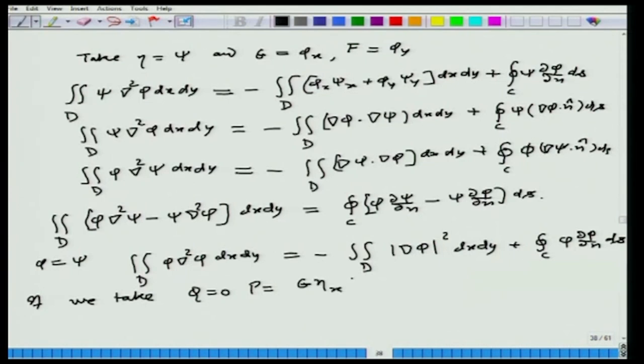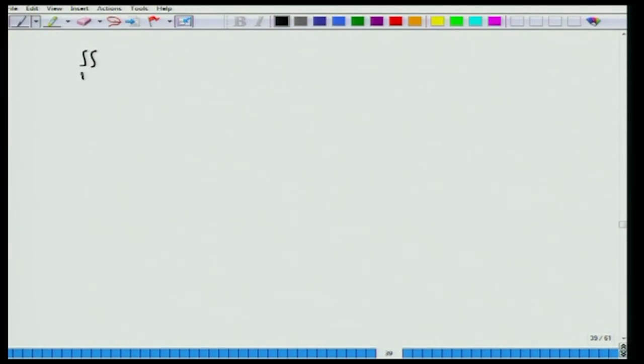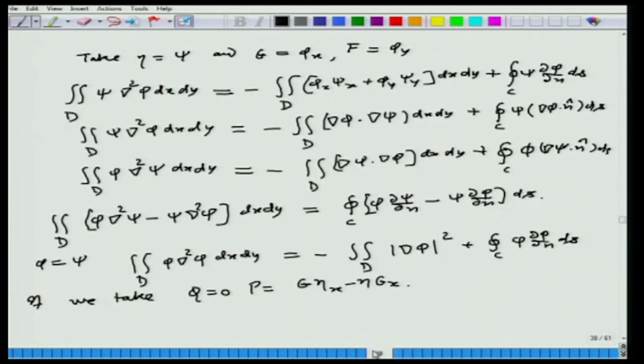Eta x minus eta g x. Then we substitute here p equal to g eta x minus eta g x and q equal to 0. So, we will get the following: integration over D of g del 2 eta by del x 2 dx dy, and this is over D eta del 2 g over del x 2 dx dy plus the boundary integral over C of g eta x minus eta g x dy. Because we have chosen q equal to 0 here.